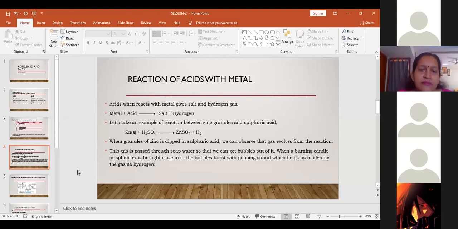So how do we identify that the gas that is liberated can be considered as hydrogen gas? The test that is done for it is that the gas is passed through soap water, and this soap water comes out in the form of bubbles. And when a burning splinter is brought close to it, the bubbles start bursting with a popping sound. And the popping sound helps us to identify that a particular gas is hydrogen. So a colorless and odorless gas like hydrogen can be identified using this kind of test.